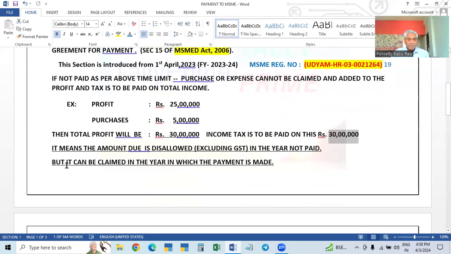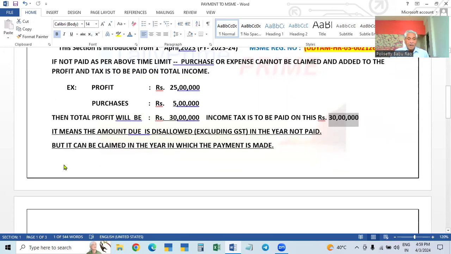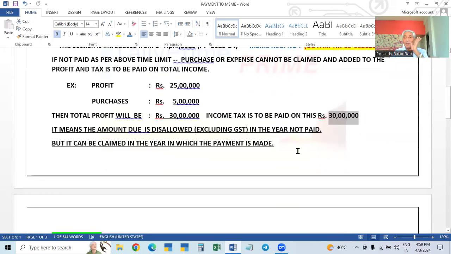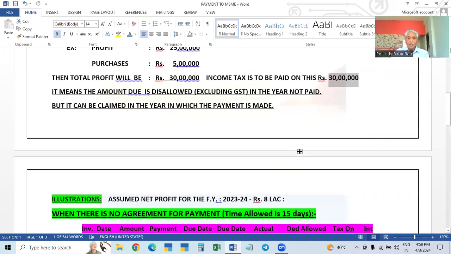So the amount disallowed excludes GST. In the profit and loss account, whether it is an expense or a purchase, we enter only the taxable value. GST will be entered in the GST ledger. That is why in the purchase account we enter only the taxable value, and for expenses and services also only the taxable value. So the taxable value, excluding GST, is disallowed in the year it is not paid, but it can be claimed in the year in which the payment is made. In the next financial year, when the payment is made, it will be allowed.